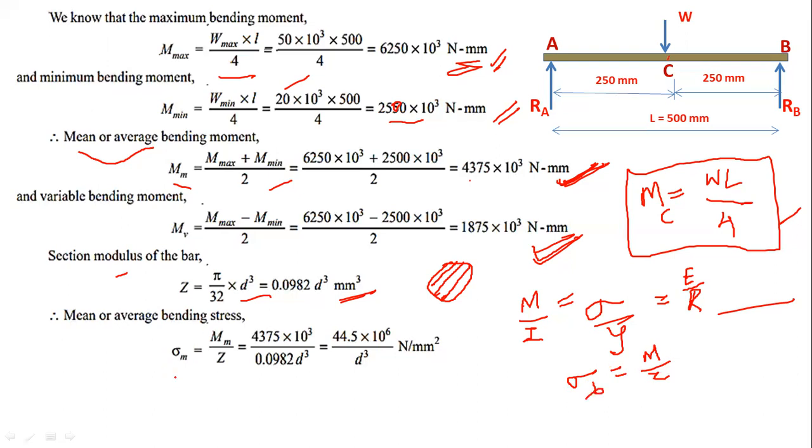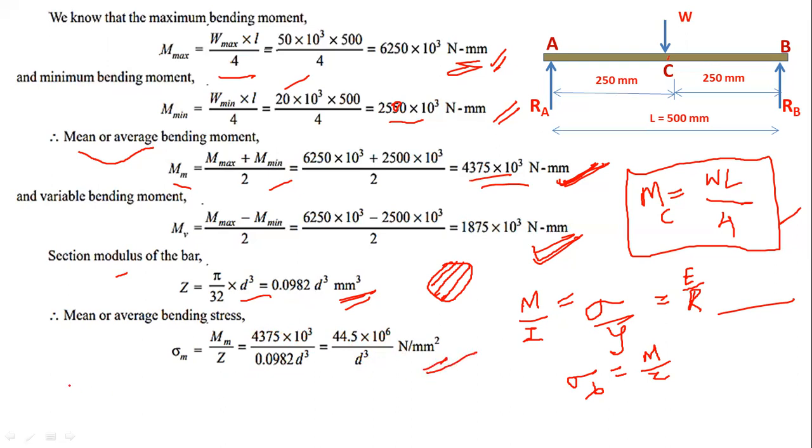So for determining the mean bending stress, sigma m equal to mean bending moment divided by section modulus. So already we found that mean bending moment equal to 4375 into 10 power 3 is the mean bending moment divided by section modulus. So finally we got the value of mean bending stress, sigma m equal to 44.5 into 10 power 6 by d cube. This is the mean bending stress.